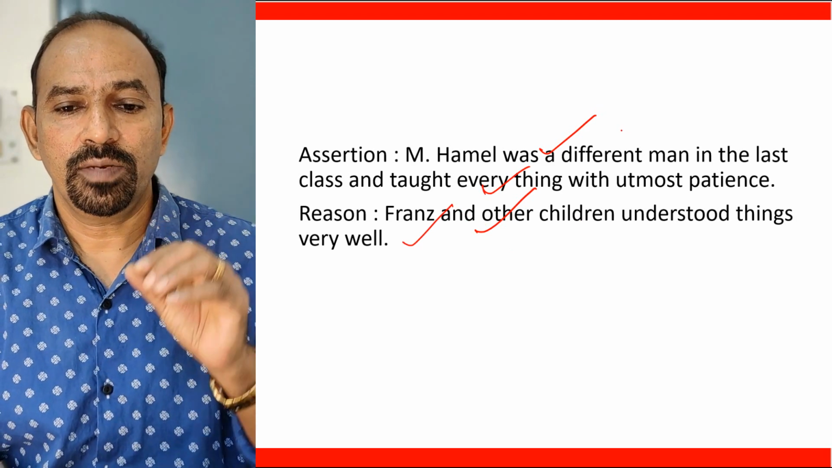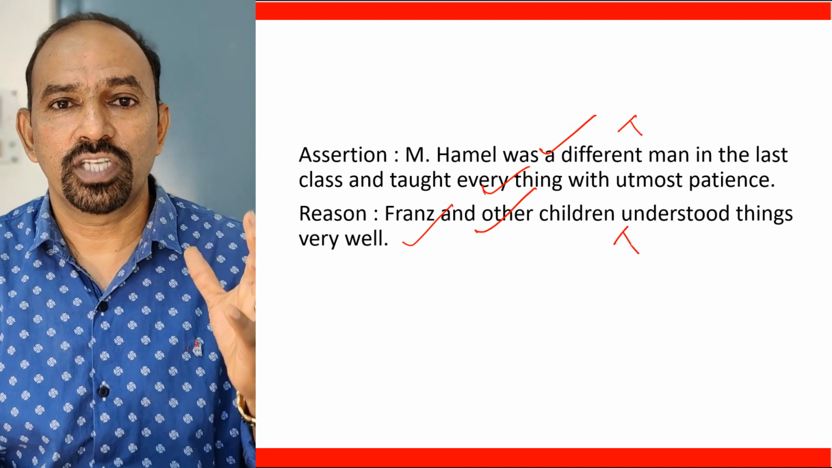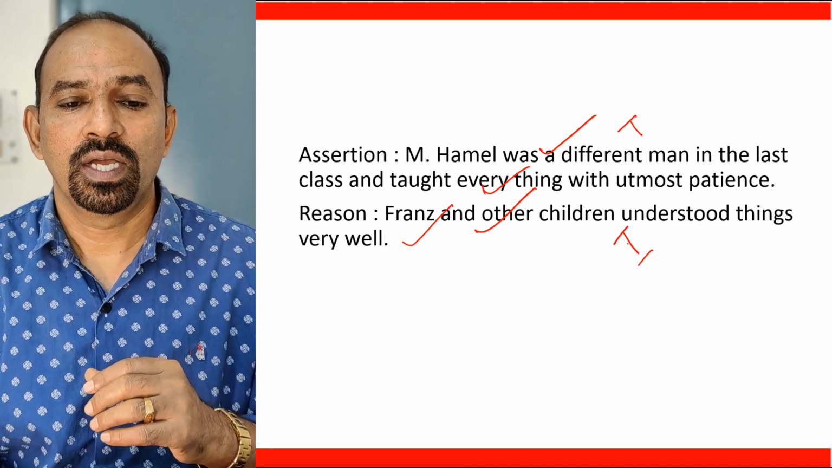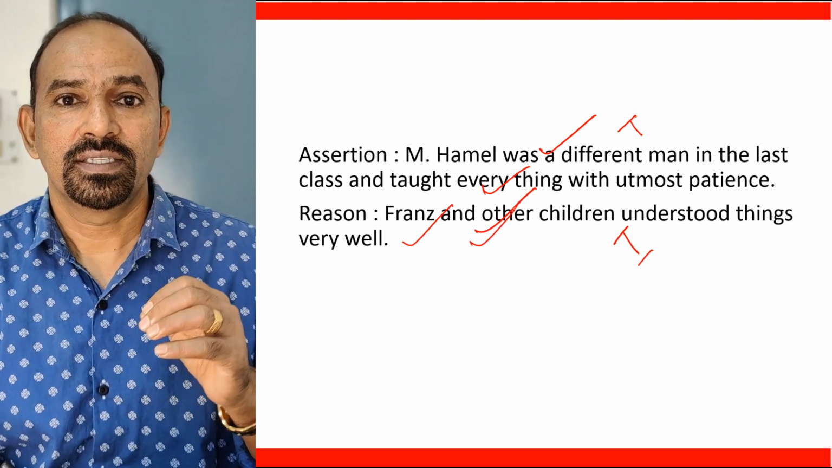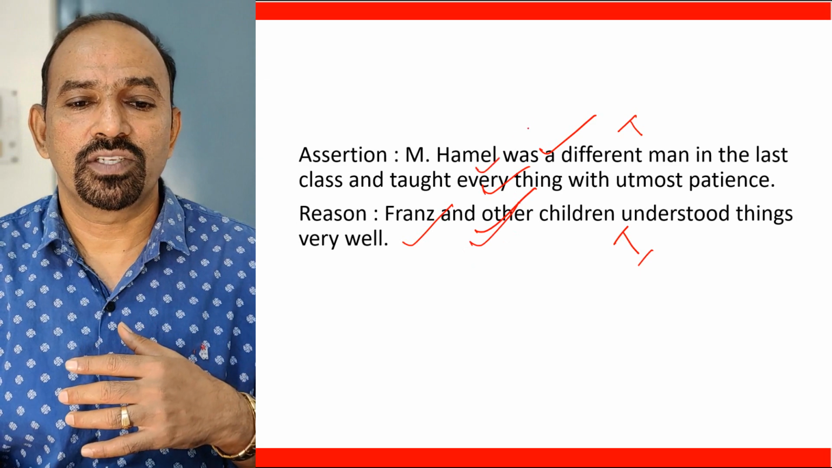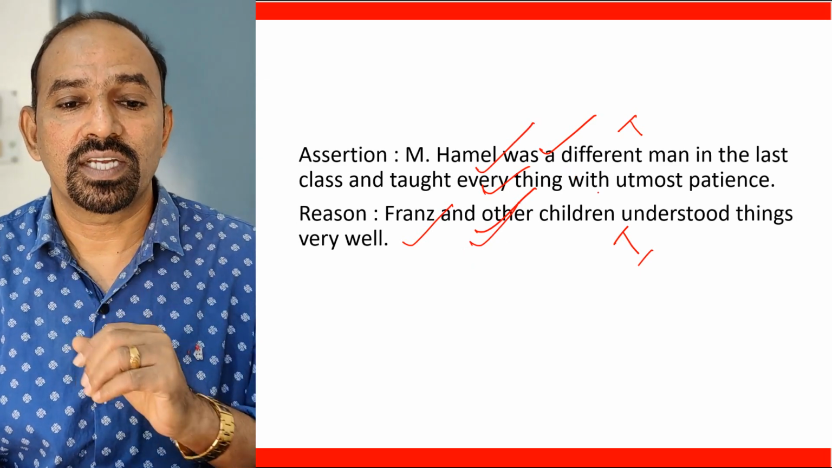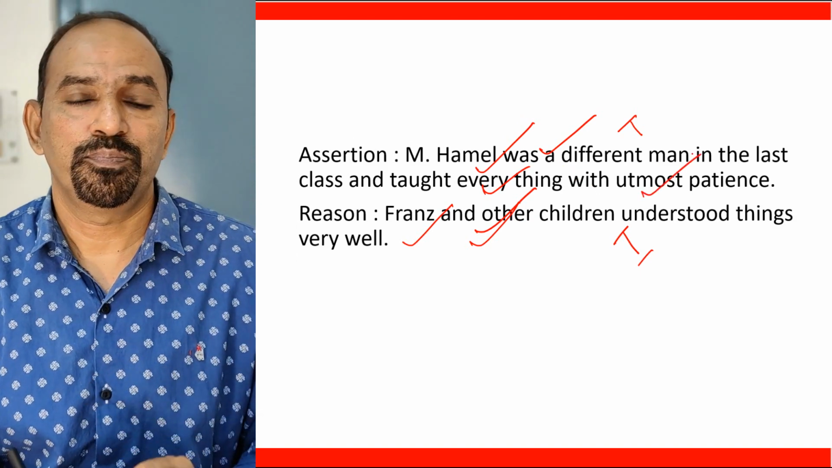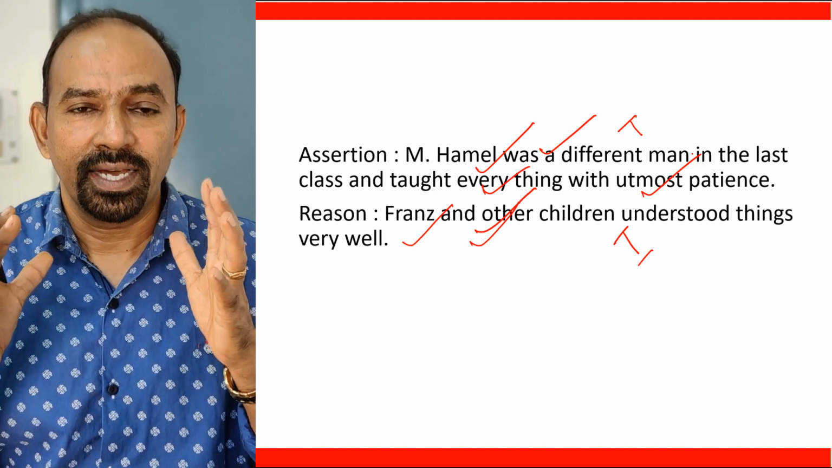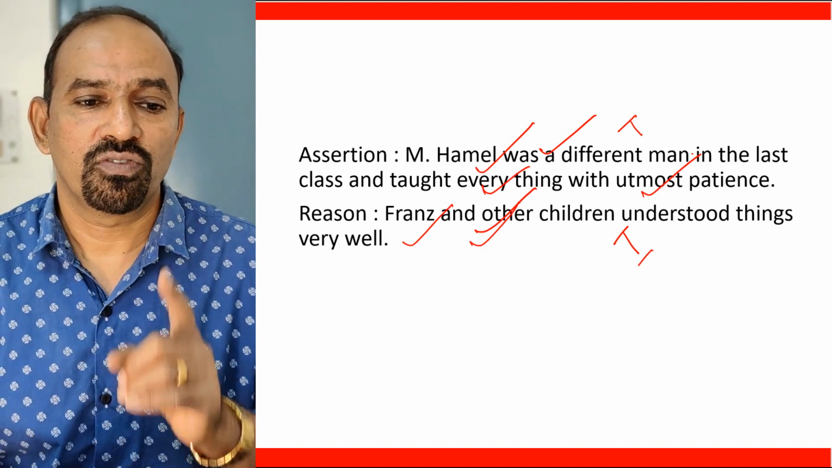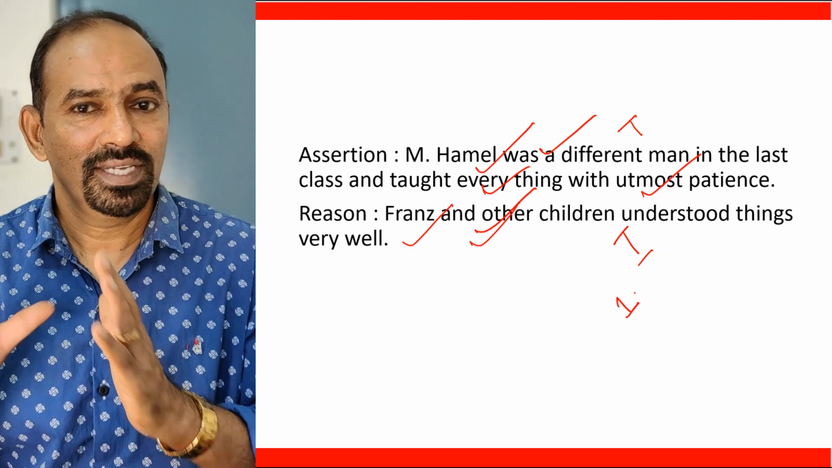Here, the statement, the assertion, is true, and the second statement, the reason, is also true. Franz and other children understood things very well. That is the right explanation for the assertion. Monsieur Hamel was different in the last class, taught everything with the utmost patience. So both the statements are true and the reason is the right explanation of the assertion. So we can choose the first scenario as the right option.